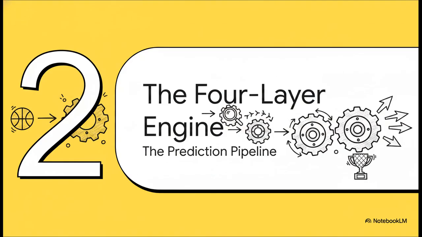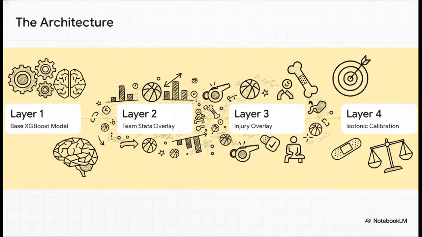Okay, so at its core, this thing isn't just one single model. It's actually a 4-layer engine. And you can think of it like an assembly line, right? Each step, each layer refines and corrects the work that came before it, getting more and more precise as it moves along.